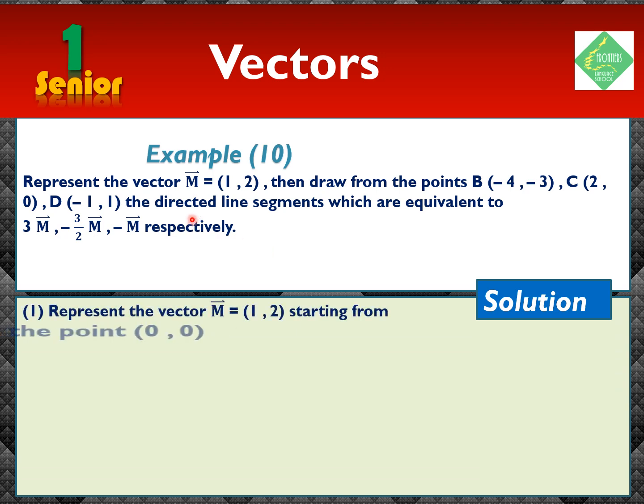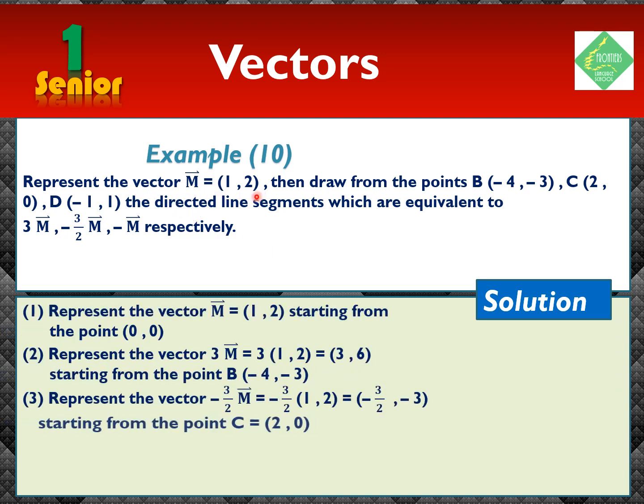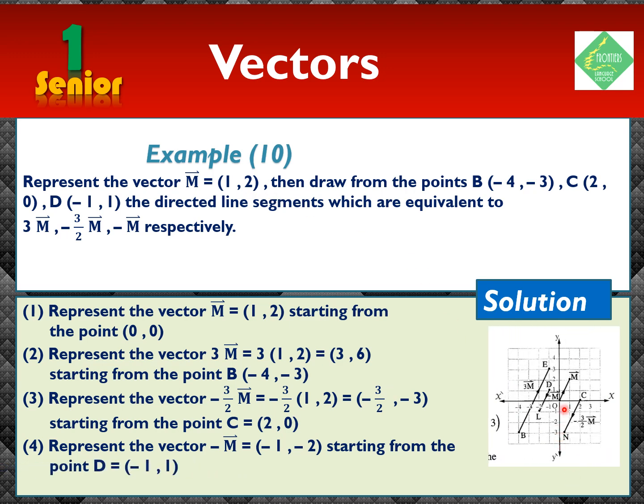Let's take example 10. Represent the vector m (1, 2), as here, 1 and 2. Then draw the directed line segments from point P (-4, -3), C (2, 0), and D (-1, 1), which are equivalent to 3m, -3/2 m, and -m. Easily, you have m (1, 2) starting from the point 0, like here. So it moved one part on the x-axis and 2 parts on the y-axis.